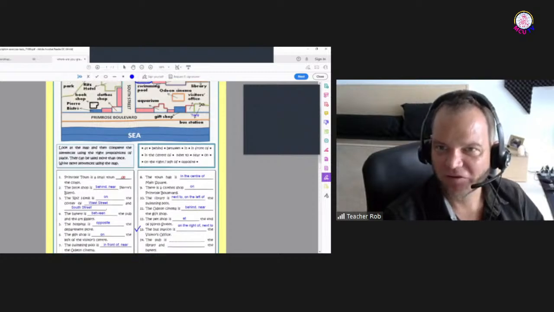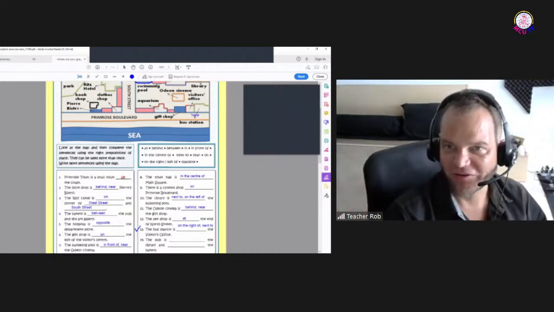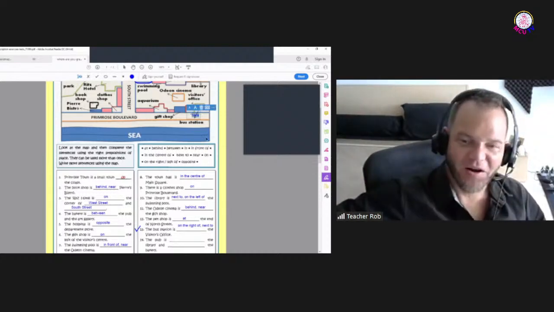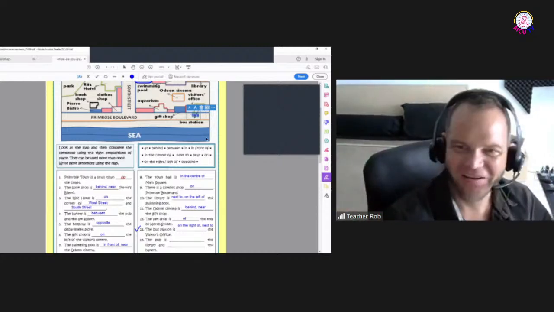So we do have next to or on the right of for number 13. Yep. Bus station is the green, visitor's office is the red. So from where we're standing, which is here, it's going to be on the right of, or you can just say next to. Good job with that one.